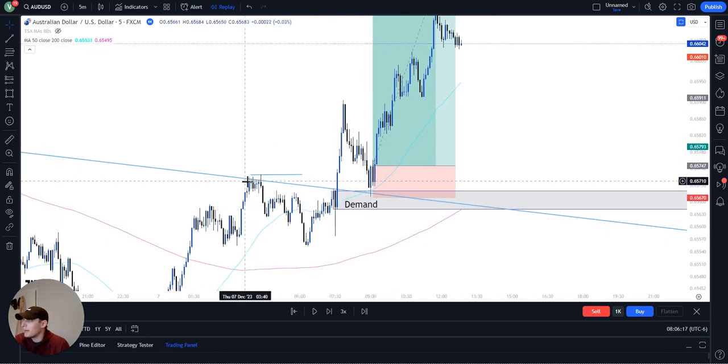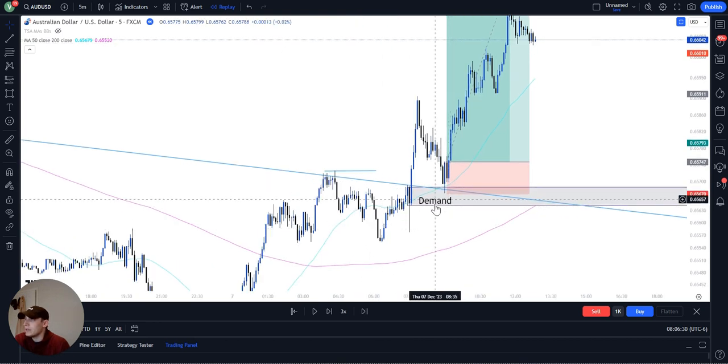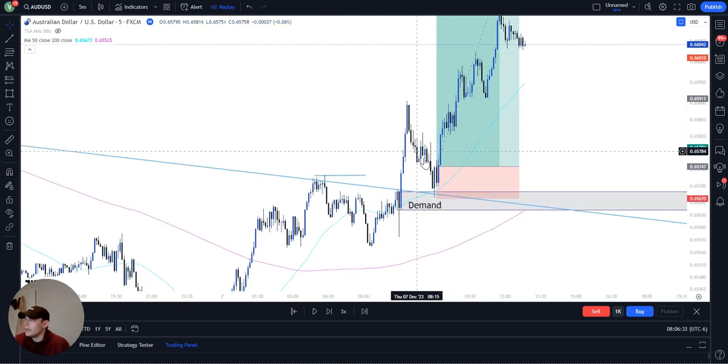But we have price break above this structure right here. So it's making a higher high here on the 5-minute time frame, and it created a nice demand zone here with this big bullish impulse, bullish engulfing candle right here. So I labeled that my demand zone. We fly up, we come down, and we test perfectly that trend line and this demand zone.